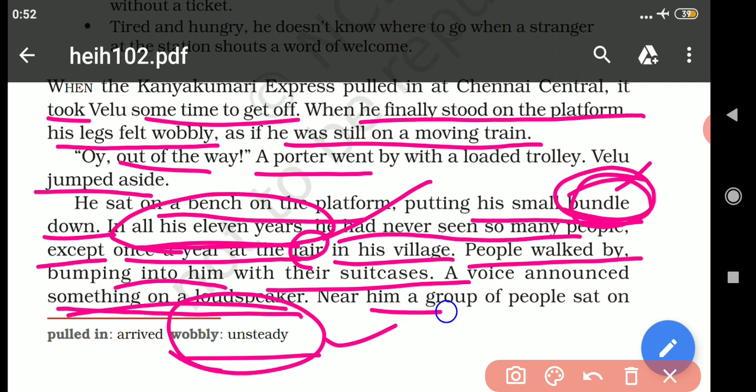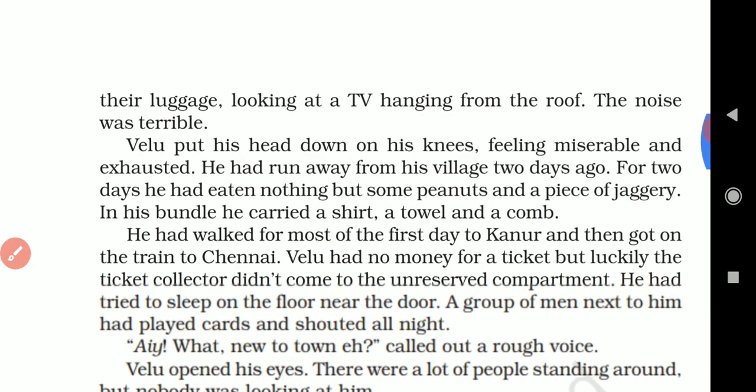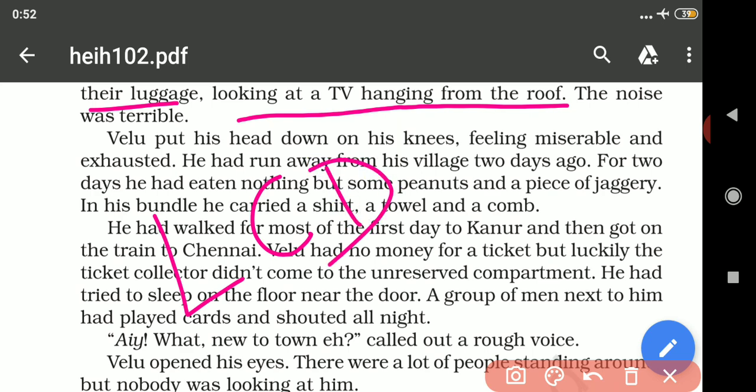Near him a group of people sat. उसके पास कुछ लोग बैठे हुए थे with their luggage, उनके luggage के साथ, right? Looking at a TV hanging from the roof. And they were all looking at a TV hanging from the roof. वो TV क्यों रहता है? Is it to watch movies? No. The TV nowadays, these are called LCDs. Okay, these are called LCDs. Clear बच्चों? ये LCDs क्यों होता है?